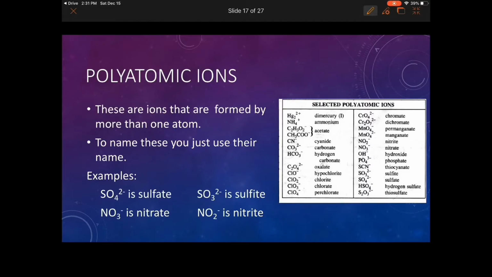I have also given you a polyatomic ion chart in the modules that will be helpful to either print off or keep somewhere in a file so that you always have access to it.